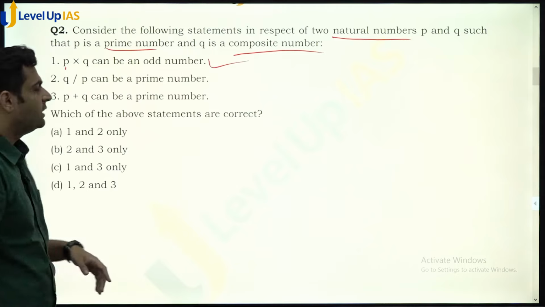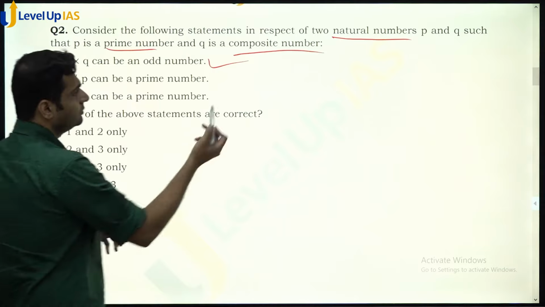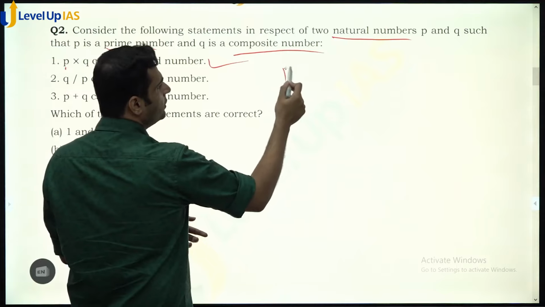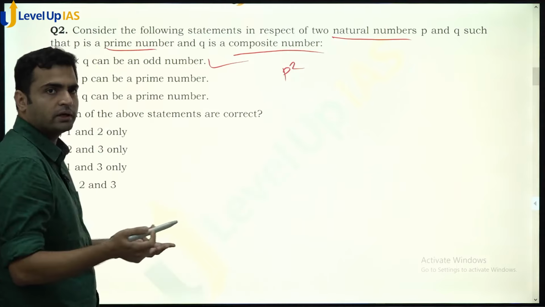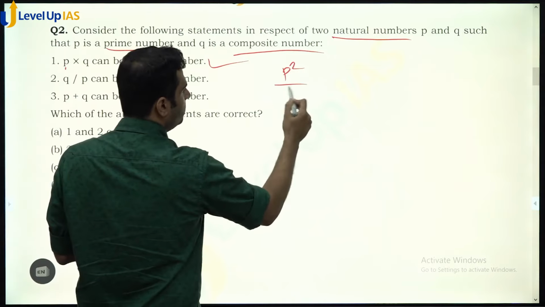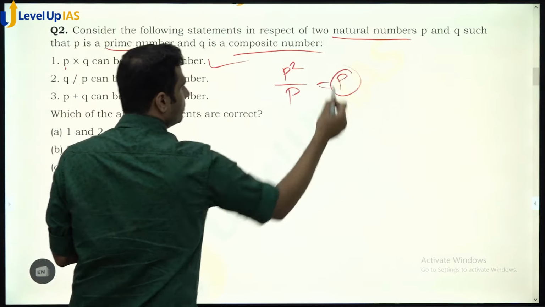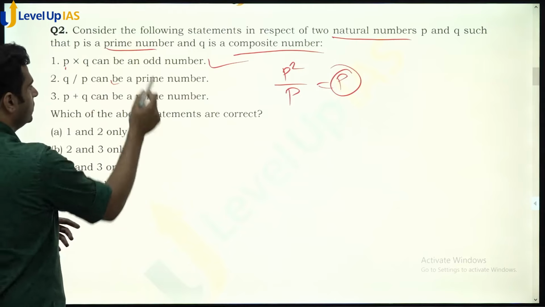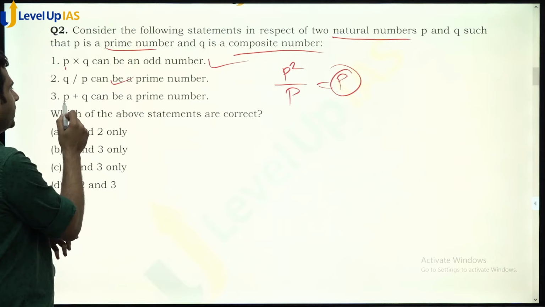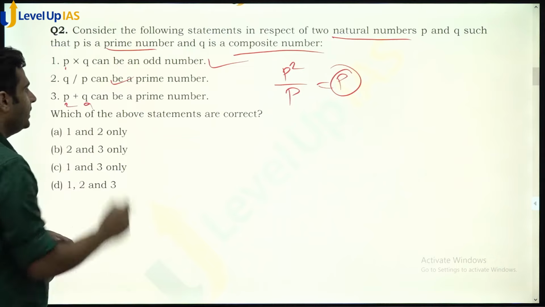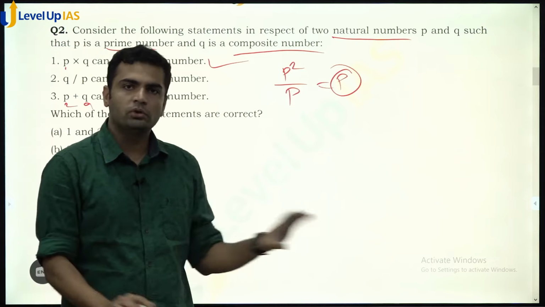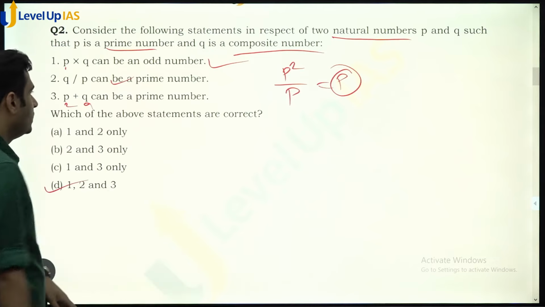Now Q by P, can it be a prime number? Now Q is a composite number, so it has more than two factors. So if Q is equal to P square, it has more than two factors. There is 1, there is P, there is Q, or P square, and divided by P, it is P, a prime number. So this is also true. P plus Q, can it be a prime number? Definitely. P take 2 as a prime number and Q 9, 2 plus 9, 11. It is a prime number. All these statements are very true.